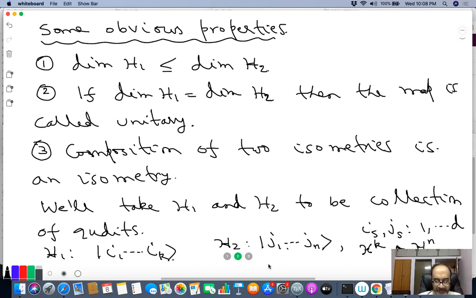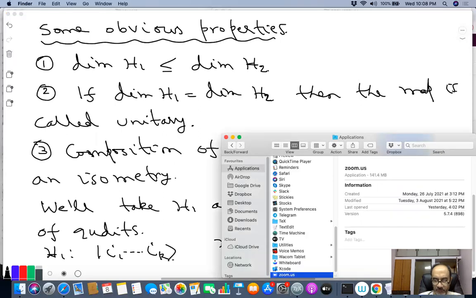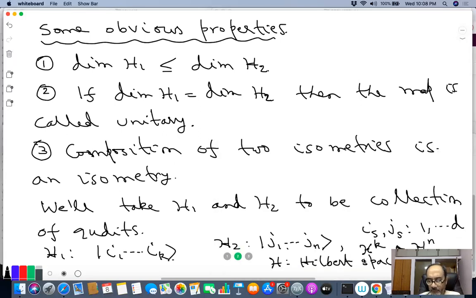So what is H? H is basically the Hilbert space of one qubit. And so clearly k has to be less than or equal to n. Okay, so you have a condition that k is less than or equal to n, and that's the condition that the dimension of H1 is less than or equal to dimension of H2. Okay, so this is the kind of map that will be considered.